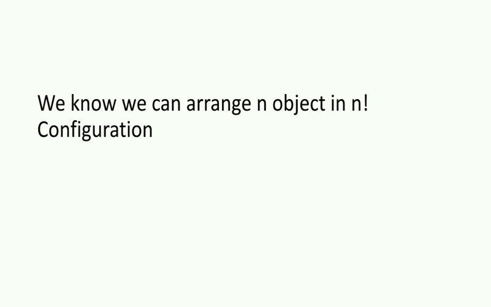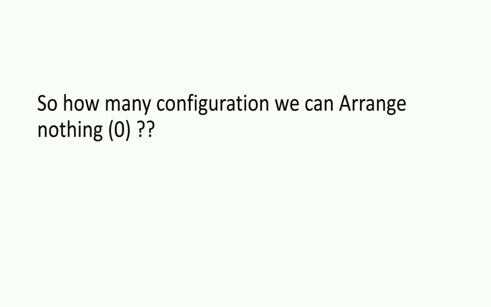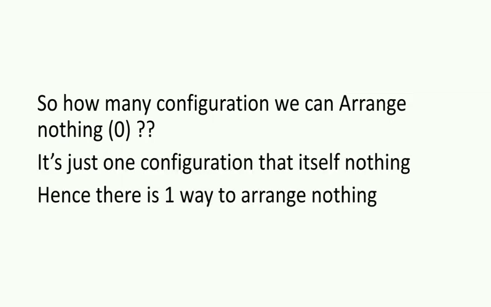Now we know that 0 is nothing. So in how many ways can we arrange nothing? We can only arrange nothing in one way, which is by doing nothing. And by that logic we can say that 0 factorial equals 1. Now the last sentence can be confusing, but I want you to think about it.